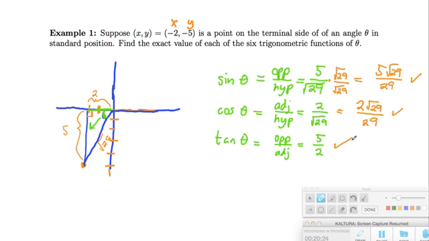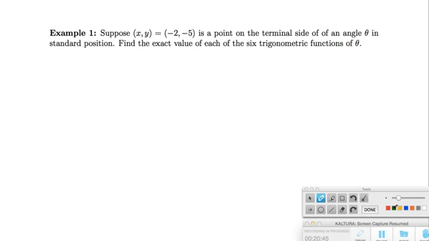Now we were also asked for the other three, and so I'm going to need to erase and continue from there. So stop the video if you still need to take notes on this. Otherwise, we're going to go on. So here we go. Remember, on top of sine, cosine, and tangent, we also need cosecant, secant, and cotangent.